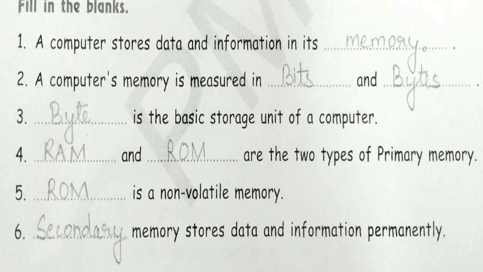The sixth statement is, dash memory stores data and information permanently. So, which memory stores data permanently? Secondary memory. So, we will write secondary memory stores data and information permanently.